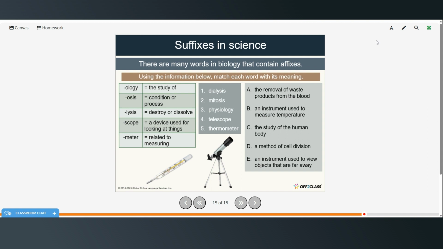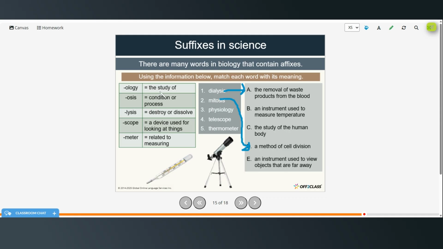So dialysis. Okay, so now we know that di has to do with two, and lysis is to dissolve or destroy. So it would probably mean the removal of waste products from the blood, because you're destroying or dissolving those waste products from the blood. Mitosis, so we know that osis is a condition or process. So that would be a method or a process of cell division.